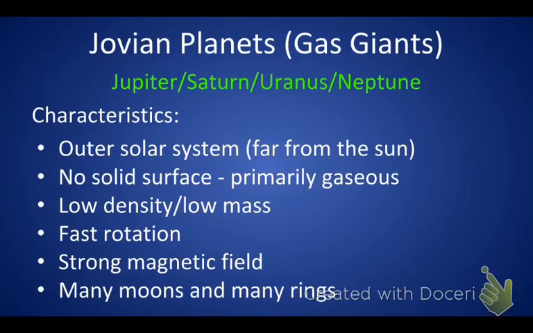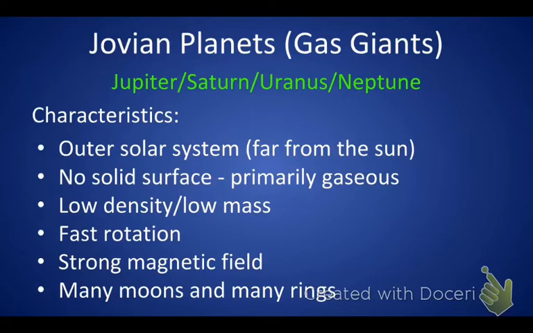The next set of planets are called Jovian planets or gas giants. Those are the outer 4 planets, Jupiter, Saturn, Uranus, and Neptune. They are our outer solar system. They're far from the Sun. They don't have a solid surface. They are primarily gaseous, which is why they are so large.